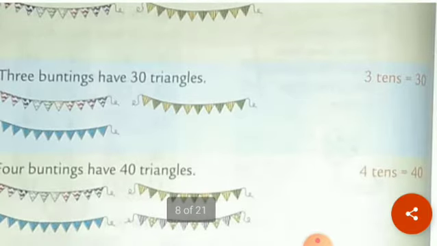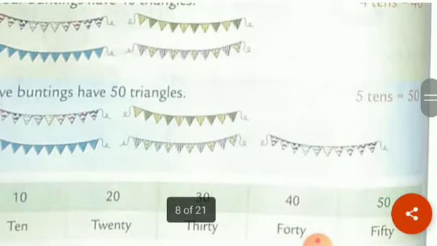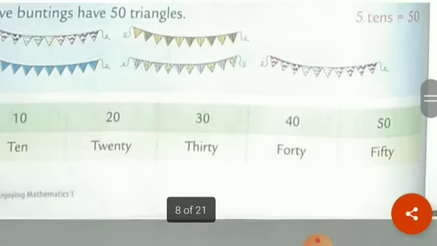When 3 tens of buntings group are given, it is called 30. 4 tens of buntings are given, it is called 40. 5 tens of buntings are given, it is called 50. So how can we count it? 10, 20, 30, 40, 50.